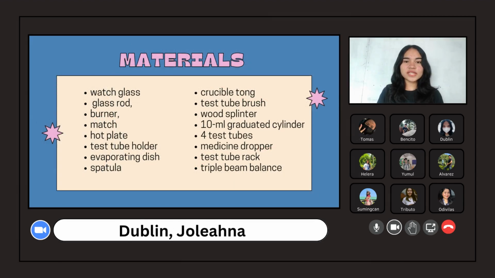For this experiment, we utilized a variety of equipment including a watch glass, glass rod, burner, match, hot plate, test tube holder, evaporating dish, spatula, crucible tongs, test tube brush, wood splinter, 10 ml graduated cylinder, 4 test tubes, medicine dropper, test tube rack, and triple beam balance.